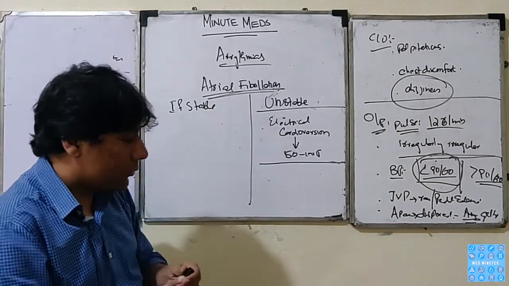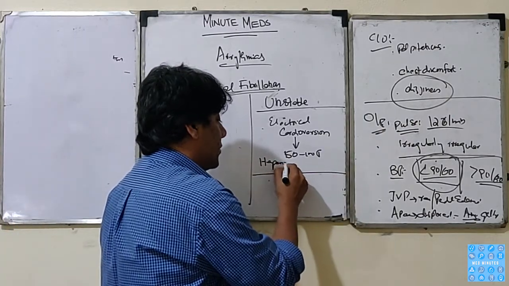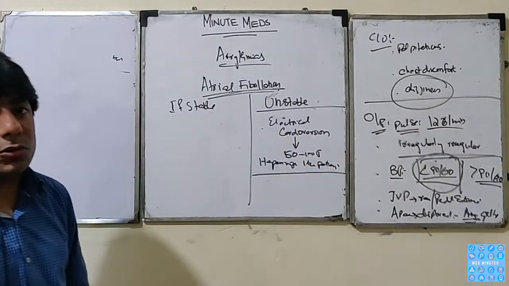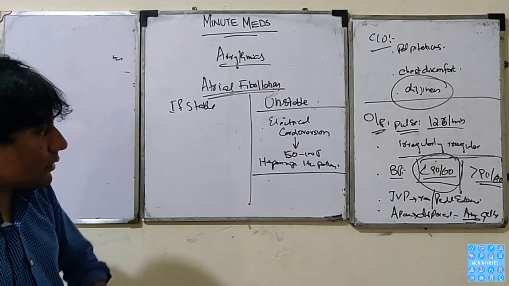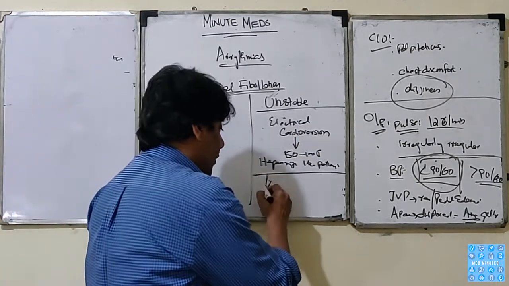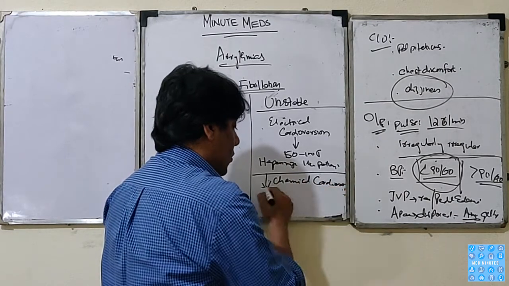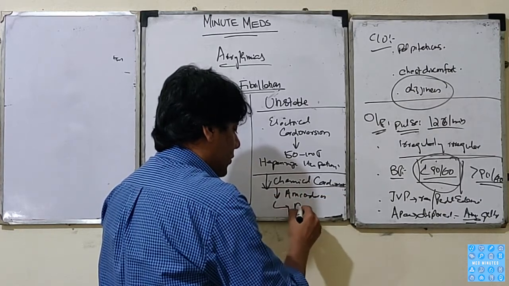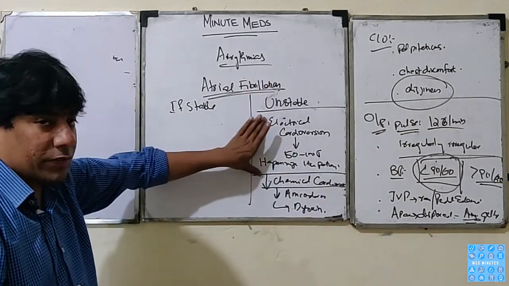So what we do is we heparinize the patient, and then the electrical cardioversion. There are some instances that if we don't have electric cardioversion available, then we can do the chemical cardioversion. We can use amiodarone, digoxin, for instance. But usually, remember, if the patient is unstable, go for the electrical cardioversion.